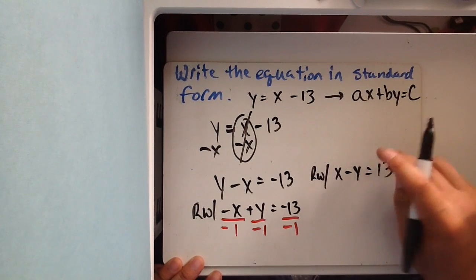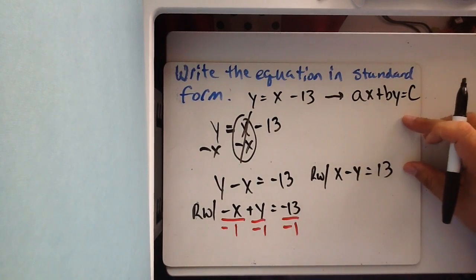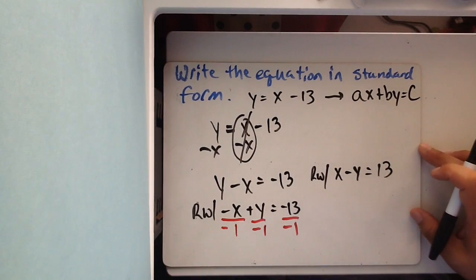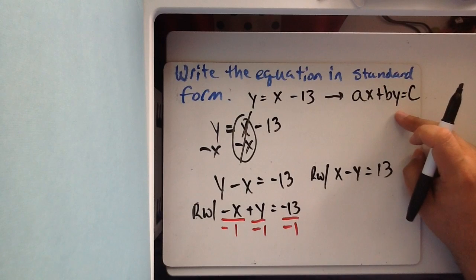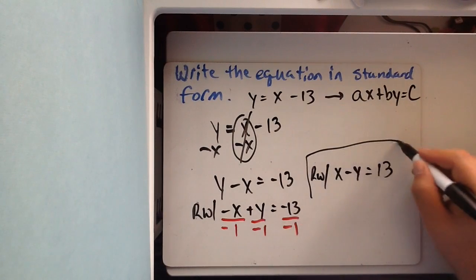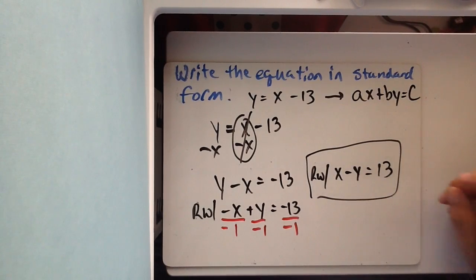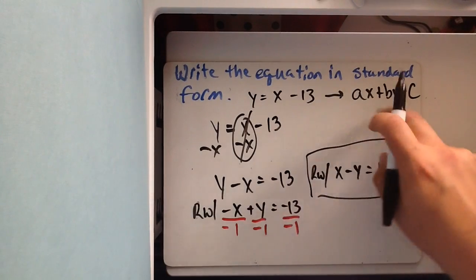And now this looks exactly like my standard form. And that is my answer. Okay? And that's how you convert an equation from standard form to slope-intercept form, or an equation from slope-intercept form to standard form.